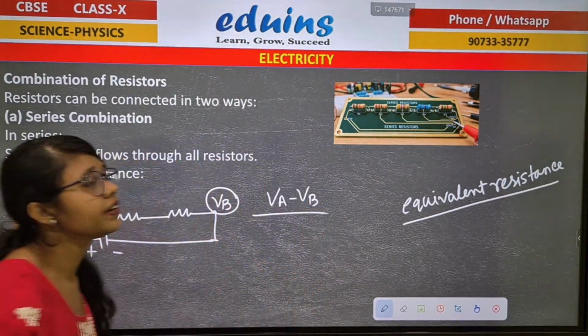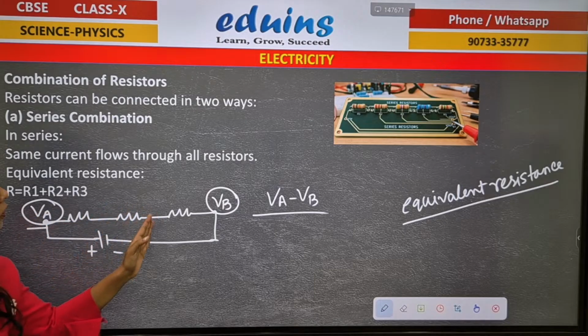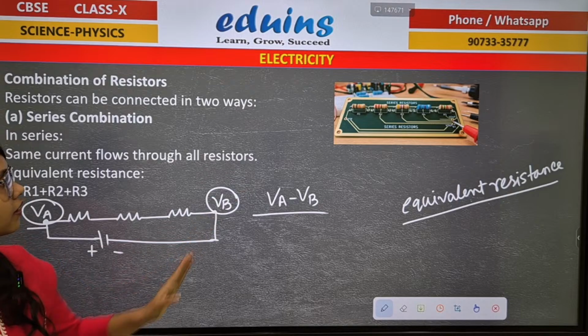For the series combination, we have to remember that the current flowing through the circuit is equal for every resistance. Why? This is the potential of the positive terminal, VA. The potential difference is not shared equally; it varies for each resistance. This is the series combination. For a series combination, the same current flows through all the resistors.